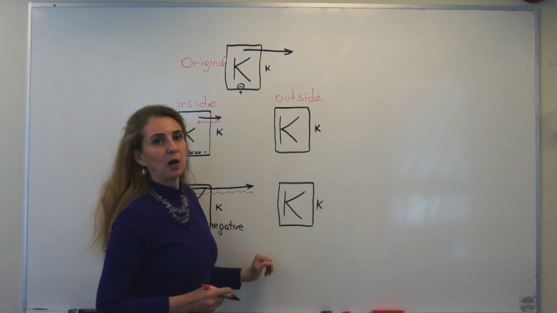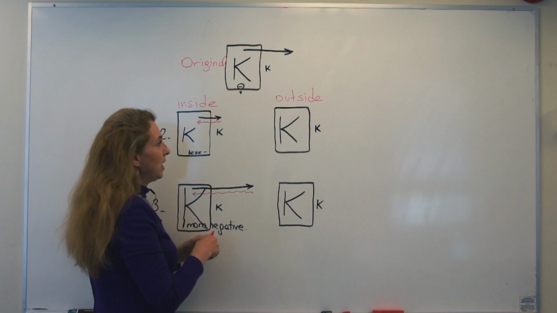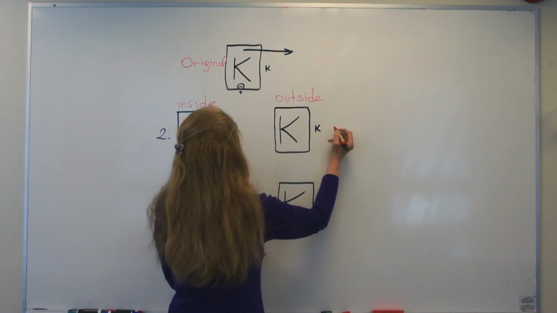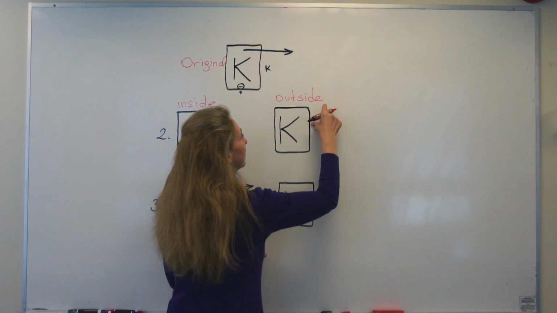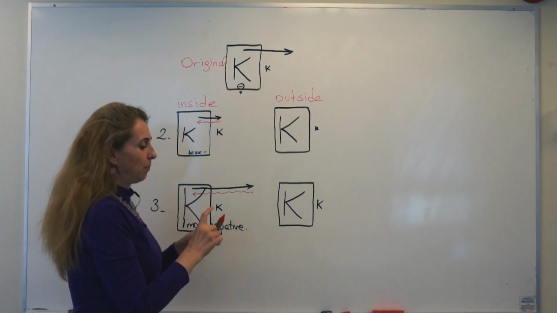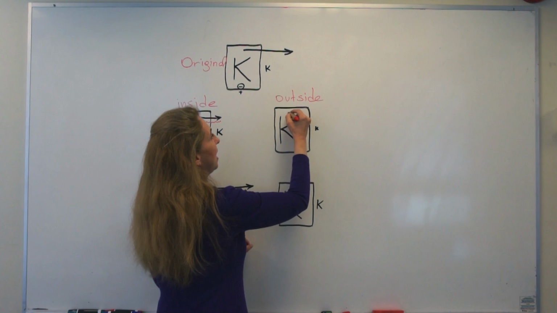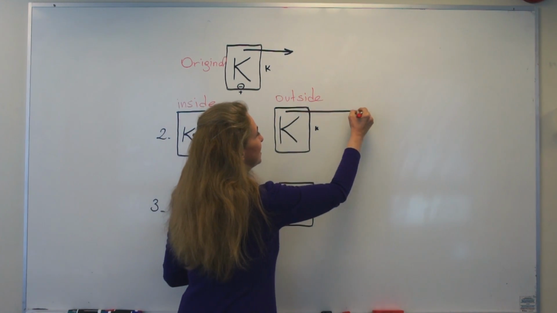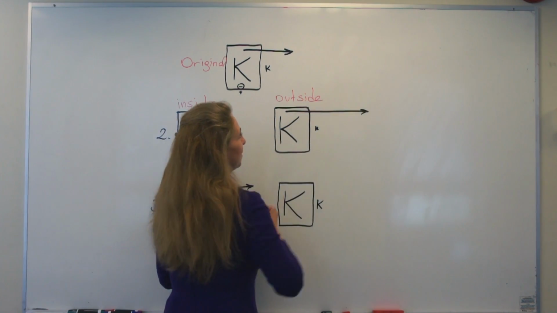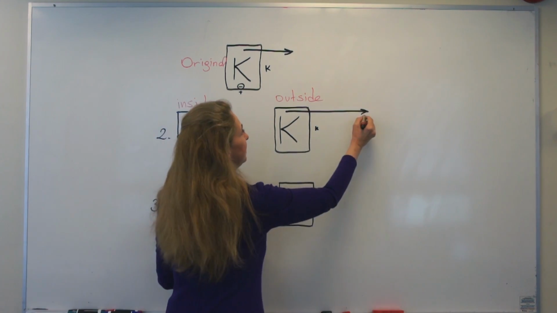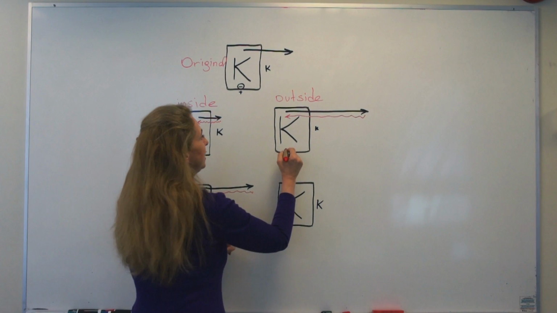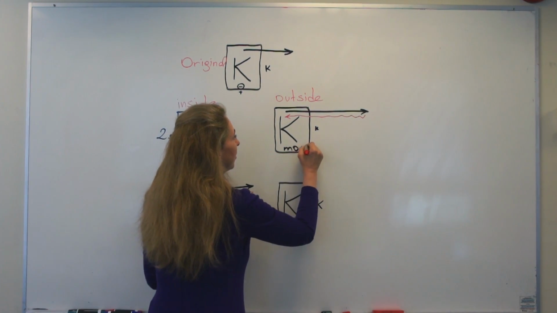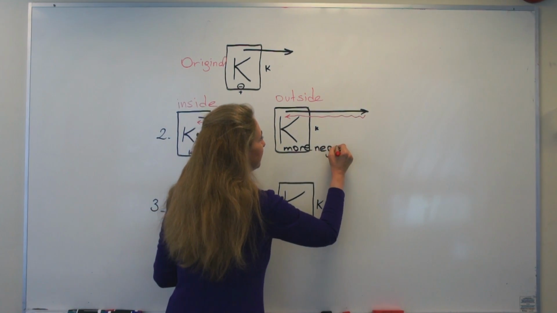Let's move on to the outside concentrations. If I decrease the outside concentration, what is going to happen? The concentration difference is going to increase, and the Nernst potential is going to be more negative.